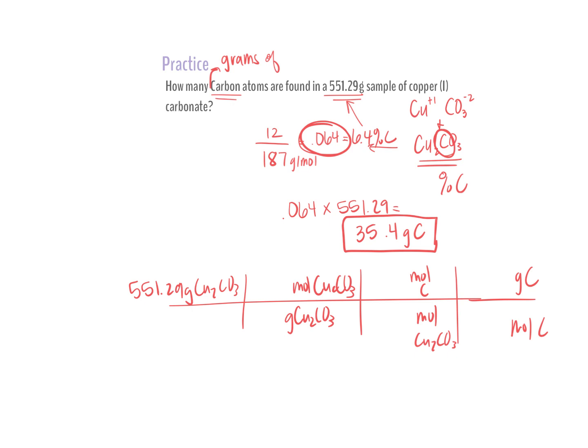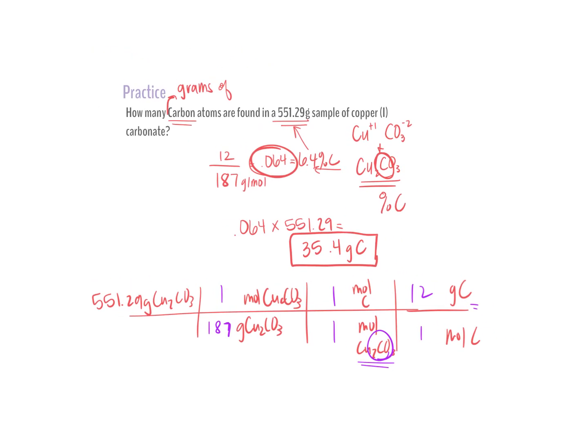Okay, and so if I put in my numbers, 1 to 187, what's my ratio here between the total and the part? If I have 1 mole of my compound, how many moles of carbon do I have? No. Just 1, right? If I have 1, I only have 1 carbon atom. So 1 to 12. So 551.29 times 12 divided by 187 gives me 35.4 grams of carbon, right?